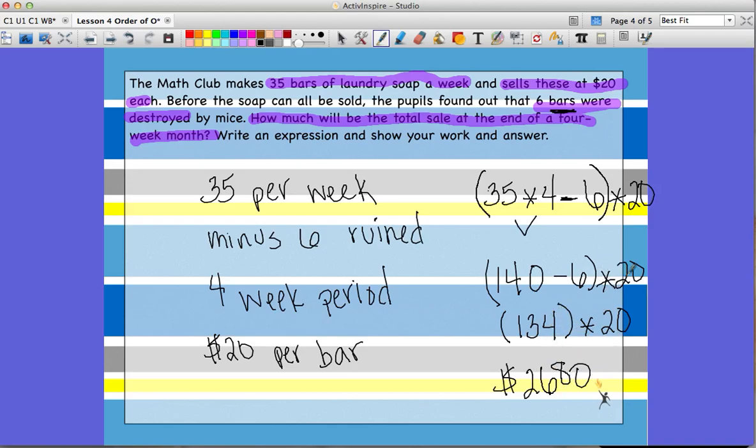Okay, again, had we not put these parentheses in here, or if we had lined these up any other way, we wouldn't have come out with the correct amount of money. So you always have to remember, you have to keep the information bits together. So we had to keep the number of bars per week, the number of bars ruined, and the number of weeks all together in order to get the correct total amount of bars. Okay, this is a little bit difficult. However, the more we work with this and the more you practice, the better off you're going to be.